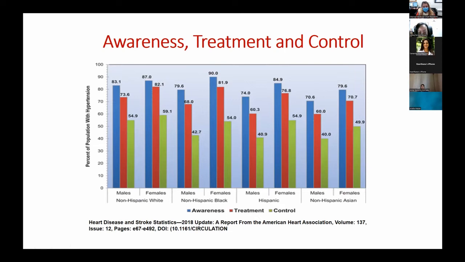The awareness is represented in the blue bars, right? And you could see that the Black females in particular have the highest awareness about hypertension, right? In terms of treatment, most of these groups are on treatment, but not controlled. So that tells you that hypertension alone is not the issue. There are other things that contribute, such as, we'll talk about later, social determinants of health.